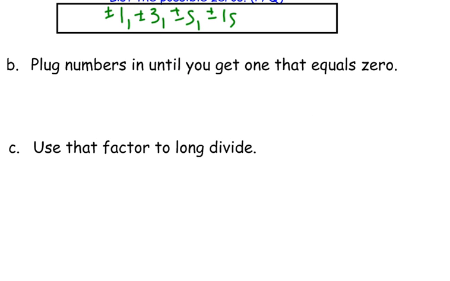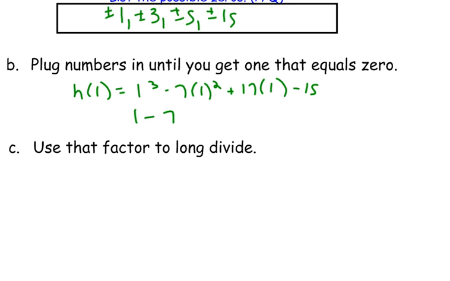Now, to plug in and check, I'm going to start with 1 again. So I'd say h of 1 equals 1 cubed minus 7 times 1 squared plus 17 times 1 minus 15. So 1 minus 7 plus 17 minus 15, this would be negative 6 plus 2, does not equal 0.